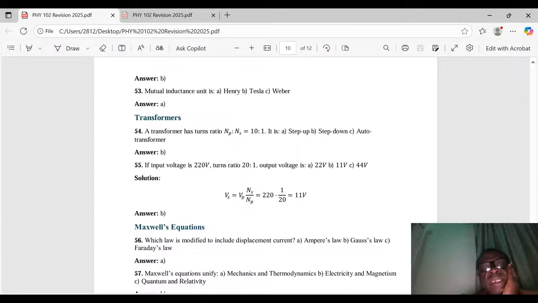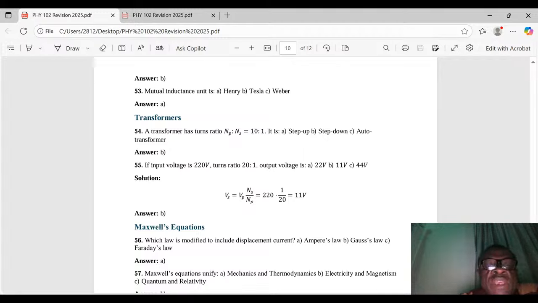The transformer has turns ratio, number of turns in the primary and number of turns in the secondary, 10:1. It is A, step up, B, step down, C, auto transformer. The answer is B. The reason is that when the number of turns in the primary is more than the number of turns in the secondary, it's a step down. But when the number of turns in the secondary is more than the number of turns in the primary, it becomes a step up transformer. So that's the reason why it is B.